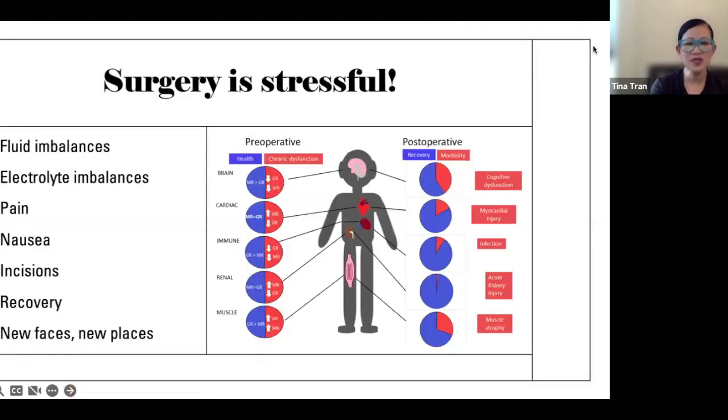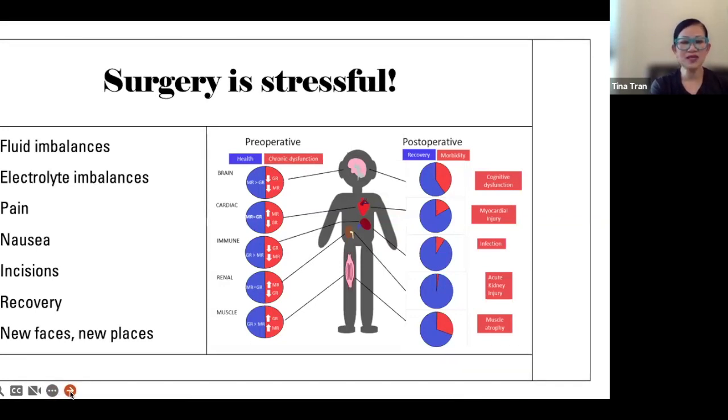Surgery is really, really stressful. It comes with many different things that provide imbalance. That's to fluids, if you're NPO, electrolyte balances, if you've had any kind of bowel prep. There can be pain in the perioperative phase, nausea after anesthesia, incisions that can hinder movement and the natural feel of moving about. And the recovery period, what that will look like.